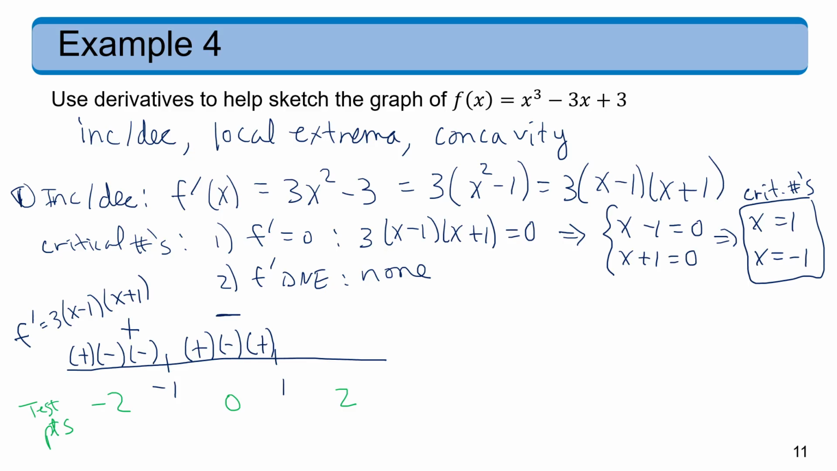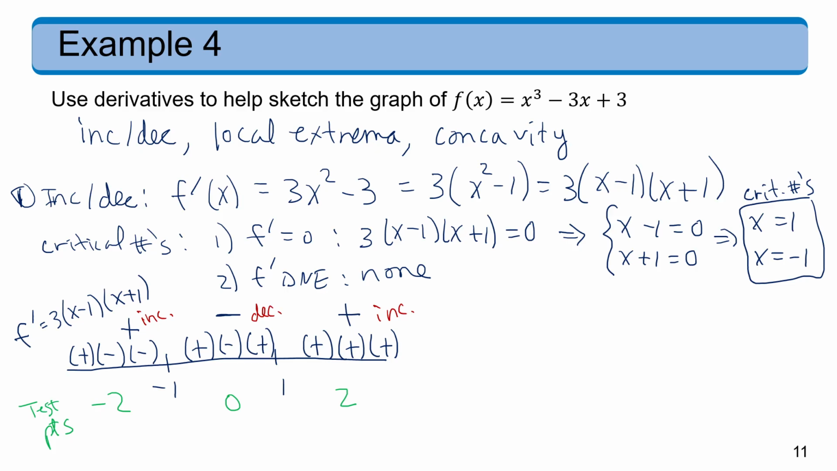And then our last test point is 2. So the first factor, 3, is positive. 2 minus 1 is positive. 2 plus 1 is positive. So that product is positive. Now these are the f prime values, the signs being plus or minus. That tells us increasing and decreasing. So a plus means increasing. Minus means decreasing. And then here it's plus again, so increasing.